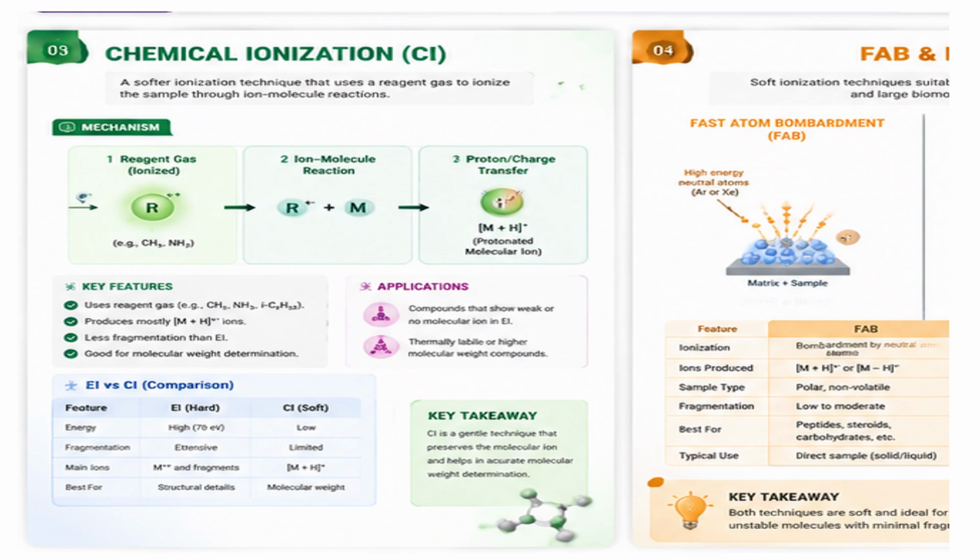The main feature of FAB is that it gives low to moderate fragmentation, so the molecular ion is mostly preserved. Next, FAB is useful for compounds like peptides, steroids, carbohydrates, and other polar biomolecules. It can also be used for direct analysis of solid or liquid samples mixed with a matrix.